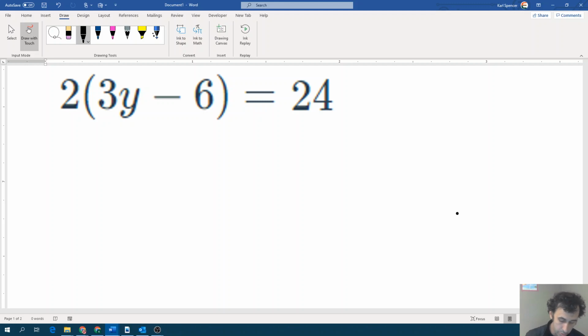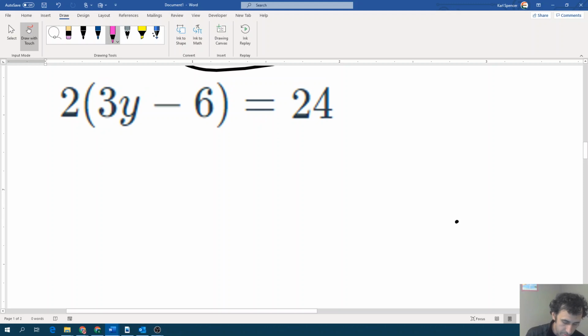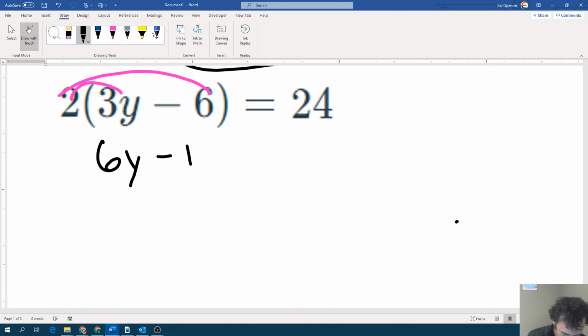I'm going to take the approach of, I'll distribute this time. I'll go ahead and distribute. So I'll distribute that 2 to both terms. That'll give me 6y minus 12. Distribute, I'm going to multiply it.